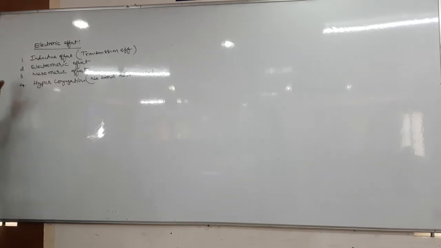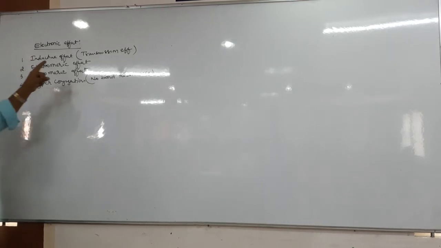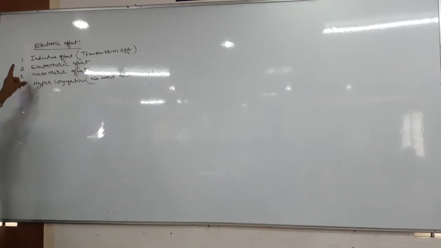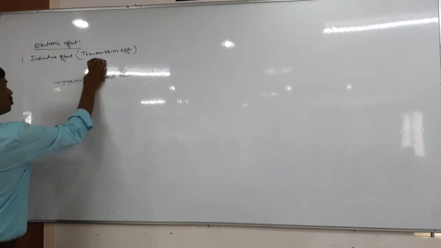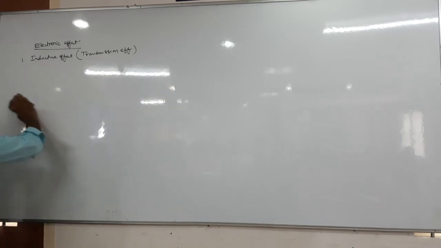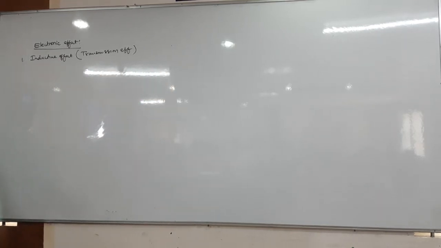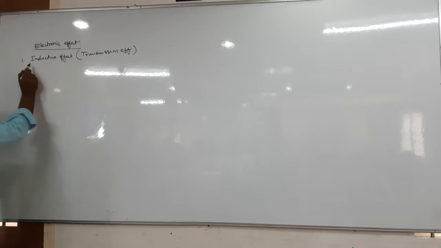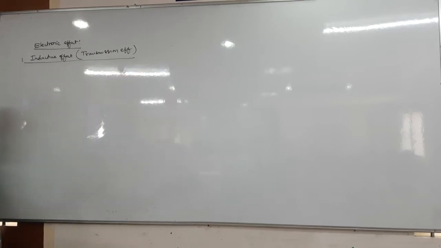So electronic effects are further classified into 4 types. Inductive effect, which is also called transmission effect. 2, electromeric effect. 3, mesomeric effect. 4, hyperconjugation, which is also called no bond resonance. Okay, first one, inductive effect. Right. So what is the inductive effect?